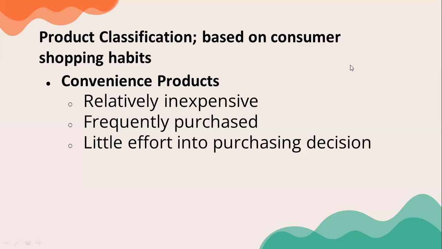So the first one we call convenience products. Convenience products are relatively very inexpensive, you purchase them frequently, and you make very little effort in your purchasing decision. You don't think much; when you go to purchase, you think you bought this last time so you buy it this time too. You don't search for a lot of details. You purchase frequently. So these we call convenience products. What are the examples for convenience products?